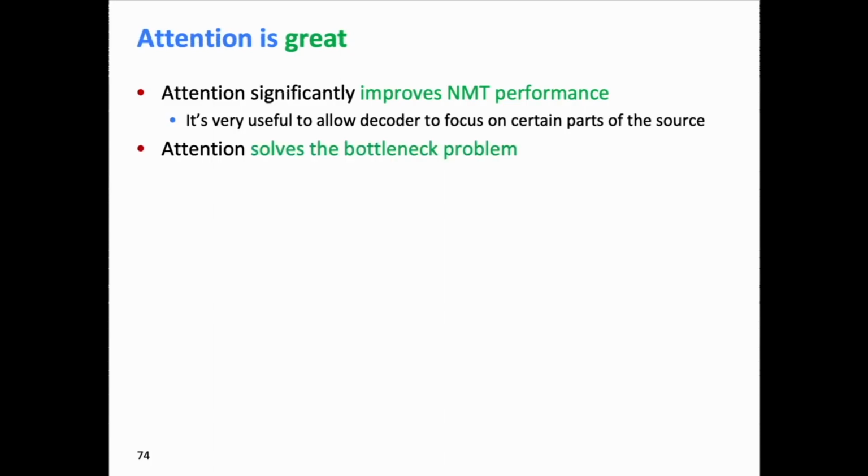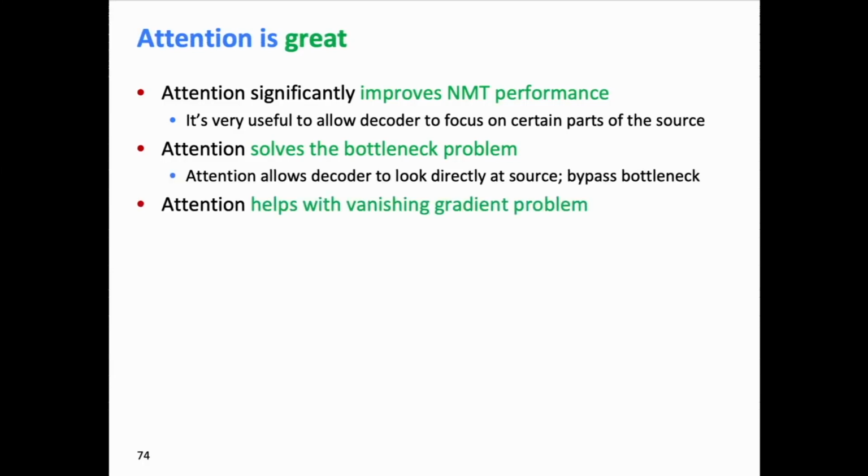Another reason why attention is cool is that it solves the bottleneck problem. We were noting that the problem with having a single vector that has to represent the entire source sentence, and that's the only way information can pass from encoder to decoder, means that if that encoding isn't very good, then you're not going to do well. By contrast, with attention, the decoder can look directly at the encoder and the source sentence and translate without the bottleneck.